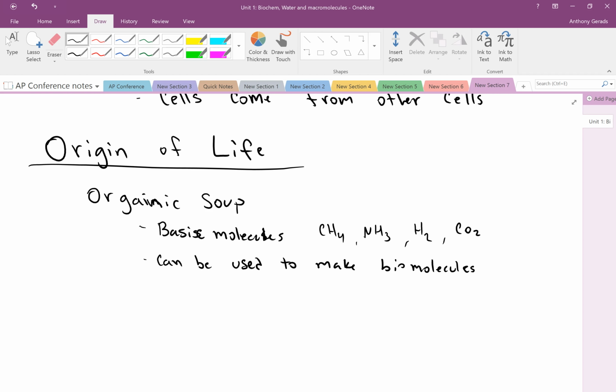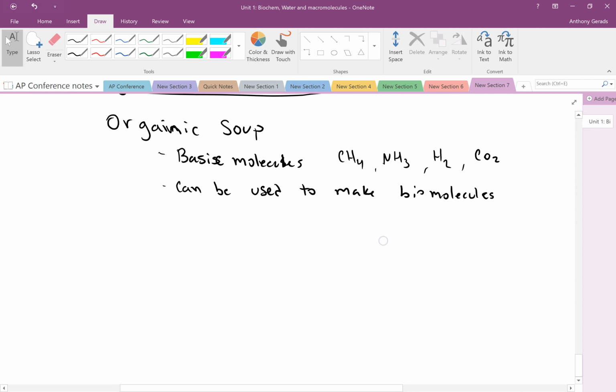So the basic molecules, CH4, NH3, H2O, CO2, can be used to make biomolecules, the building blocks of life that we need. That's the organic soup model. We also have what's called panspermia. Basically, a big ball of fire, a meteor, brought the biomolecules.